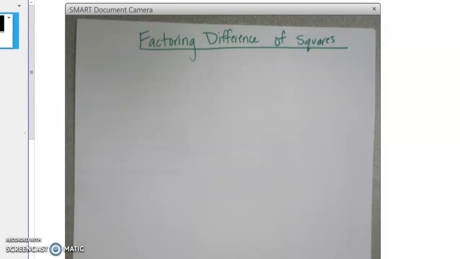Hey guys, today we are going to be factoring the difference of squares. You're going to want to get some paper out so that you can write down these notes.